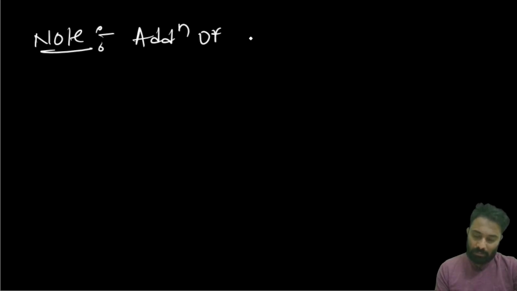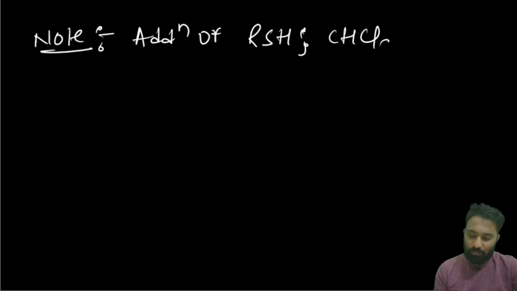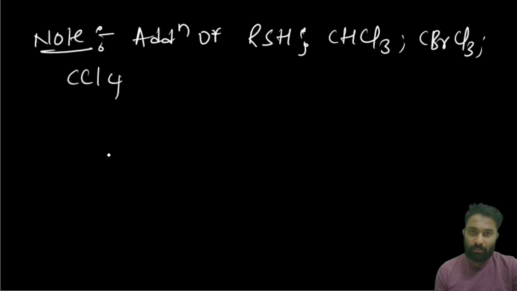Now note the addition of RSH. Clear? RSH, this is one reagent you will stress with the Kharasch effect. Next, chloroform is also one reagent you will stress. Then CBrCl3, this is also one reagent you will stress. Next, CCl4. Clear? All of these follow the free radical mechanism.